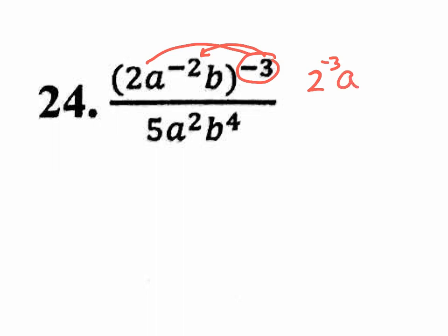You will end up with a to the what? What's negative 3 times negative 2? Thank you, positive 6. And then the negative 3 distributed to the b. And the b will have a negative 3 power.